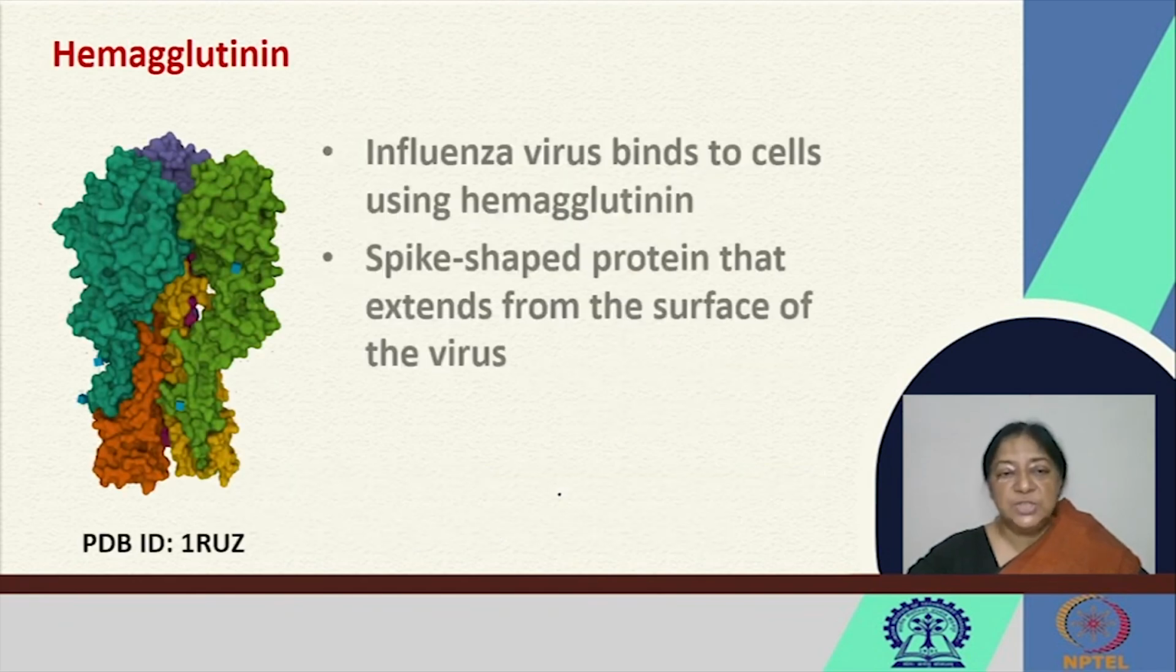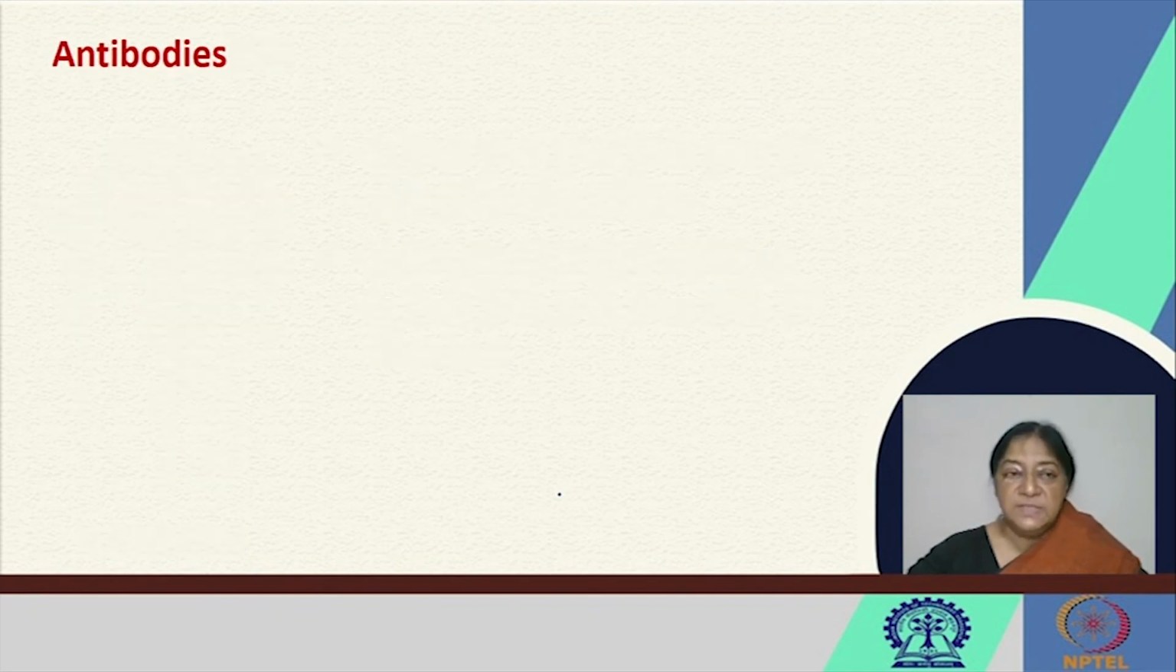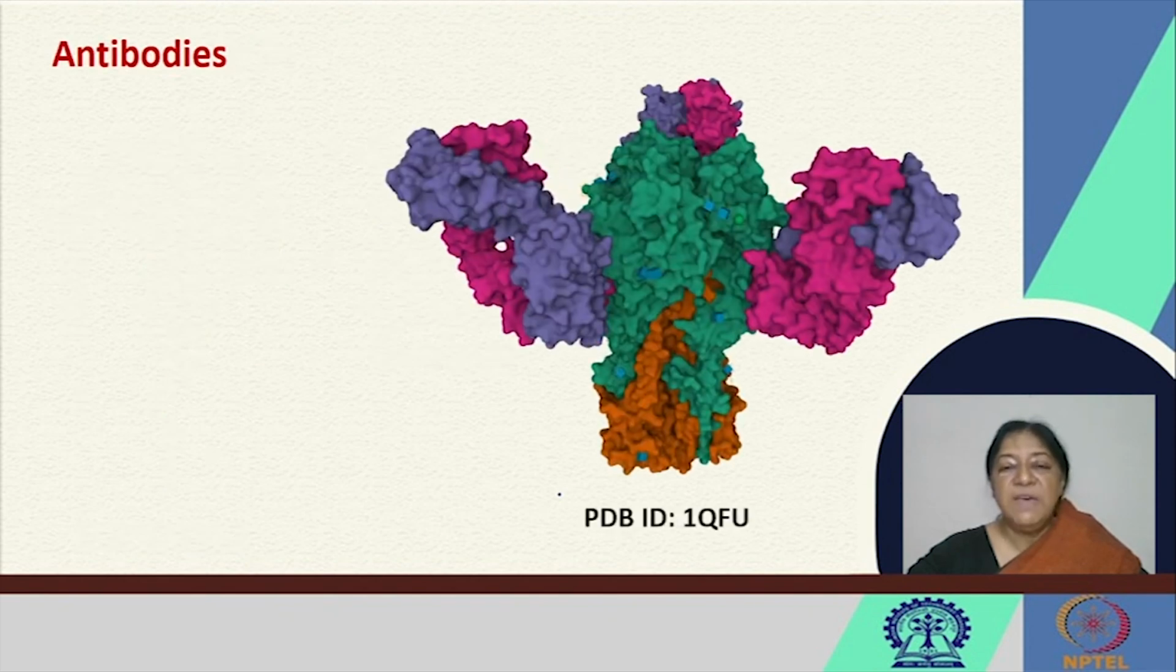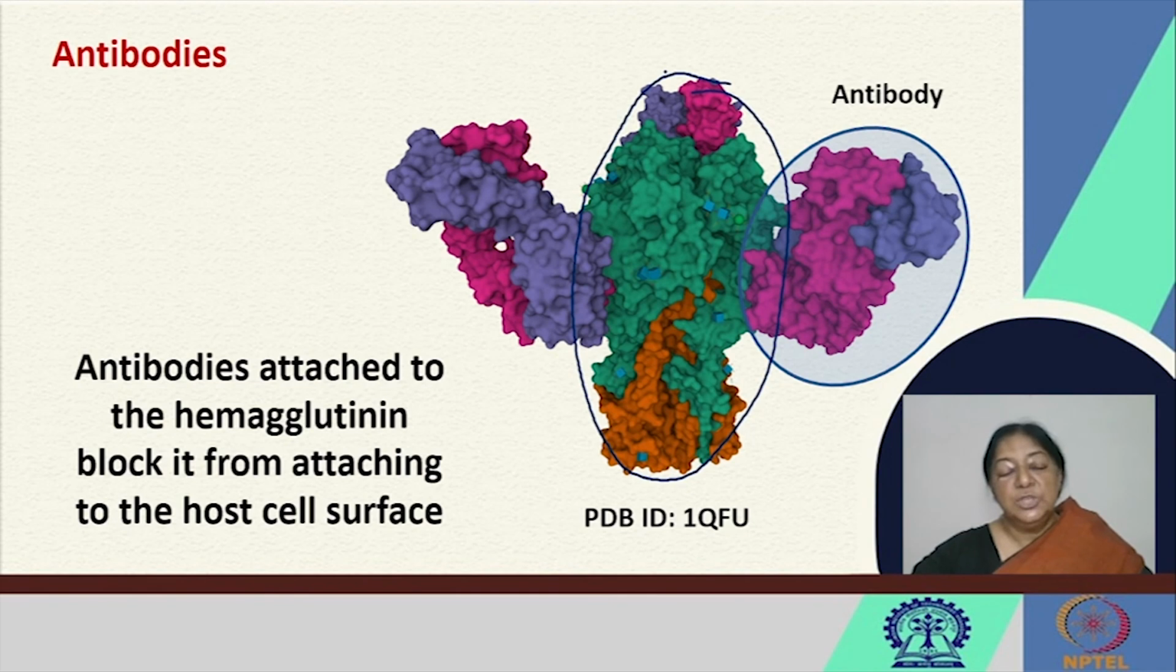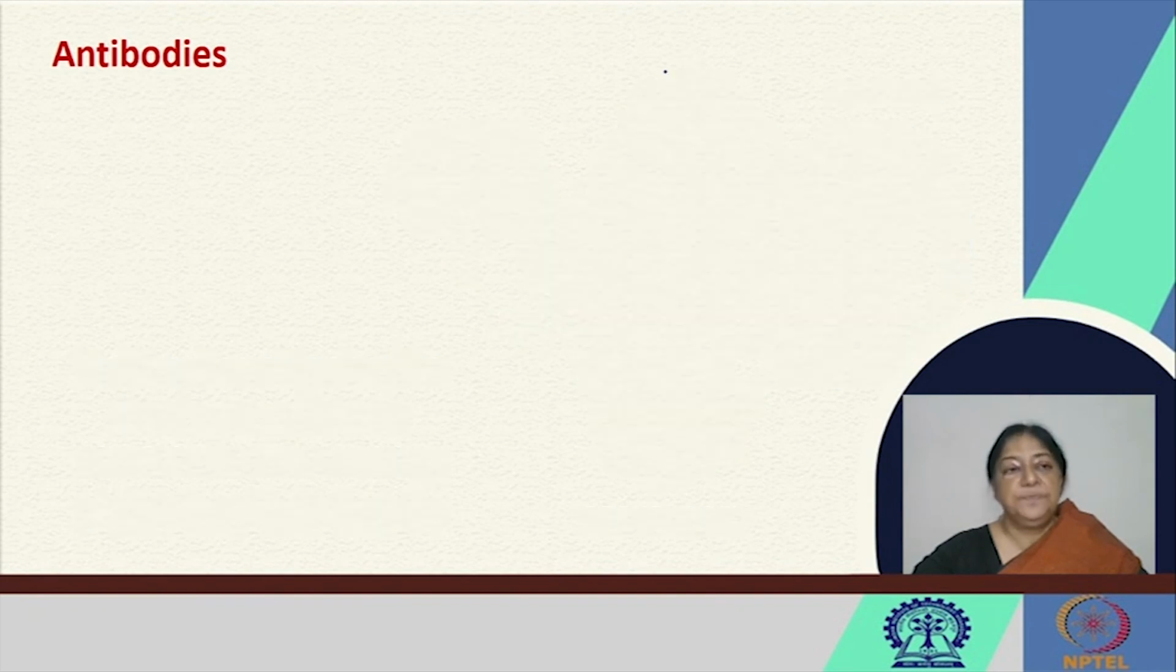Hemagglutinin is one such possibility, where the influenza virus binds to cells using hemagglutinin. The spike-shaped protein that extends from the surface of the virus can have antibodies attached to it. So this is where we have the hemagglutinin and we have the antibodies that are attached to it. The antibodies attached to this block it from attaching to the host cell surface.